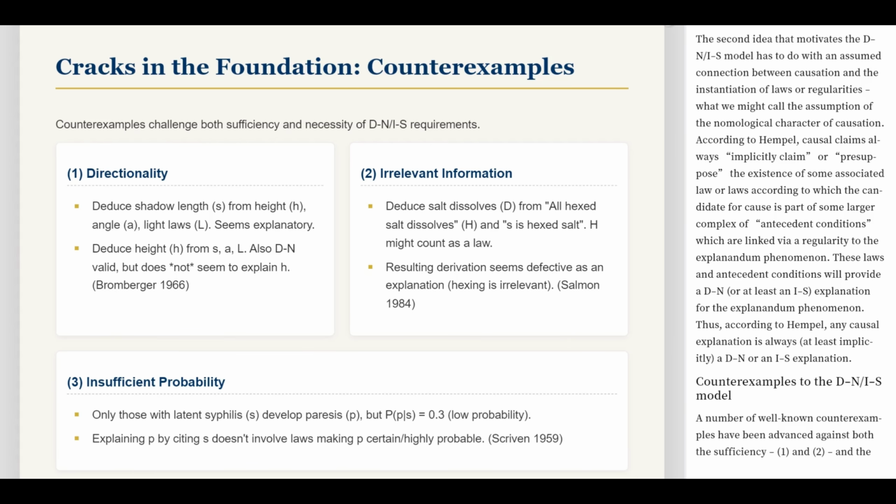Then there's Salmon's hexed salt. If you have a law, all hexed salt dissolves, and you know your salt is hexed, you can deduce it dissolved. But intuitively, the hexing is irrelevant. Whether it dissolves depends on chemistry, not magic. Finally, Scriven's syphilis case. Having latent syphilis makes paresis likely, but not guaranteed, say, not 100% probability. Explaining P by pointing to S doesn't fit the DN/IS pattern of high probability conferred by laws and conditions. These examples suggested something was seriously wrong.